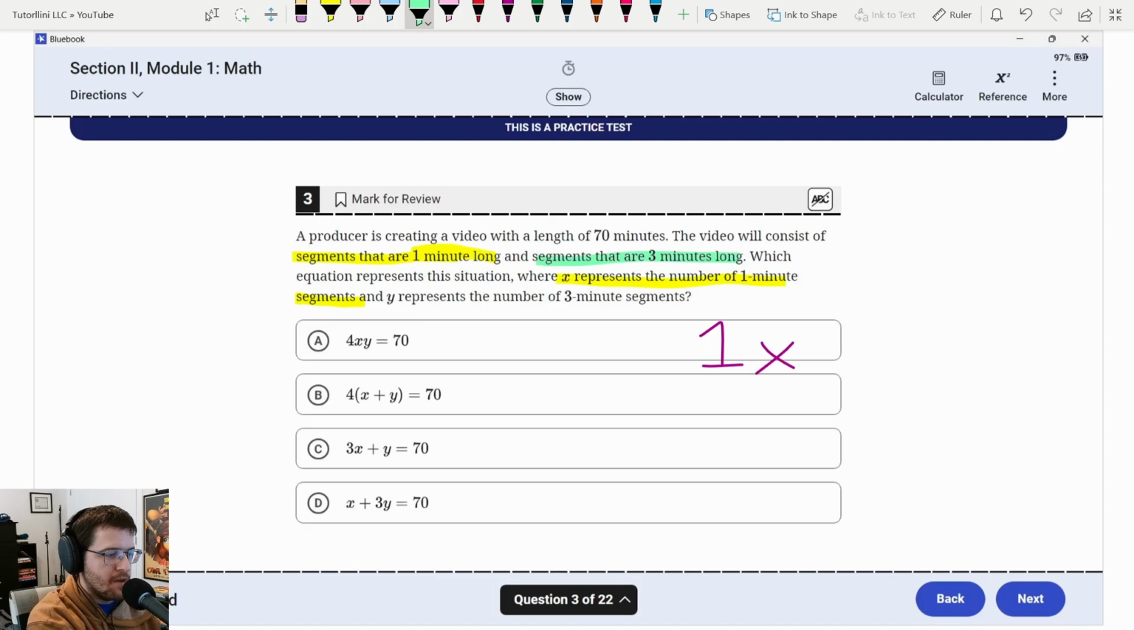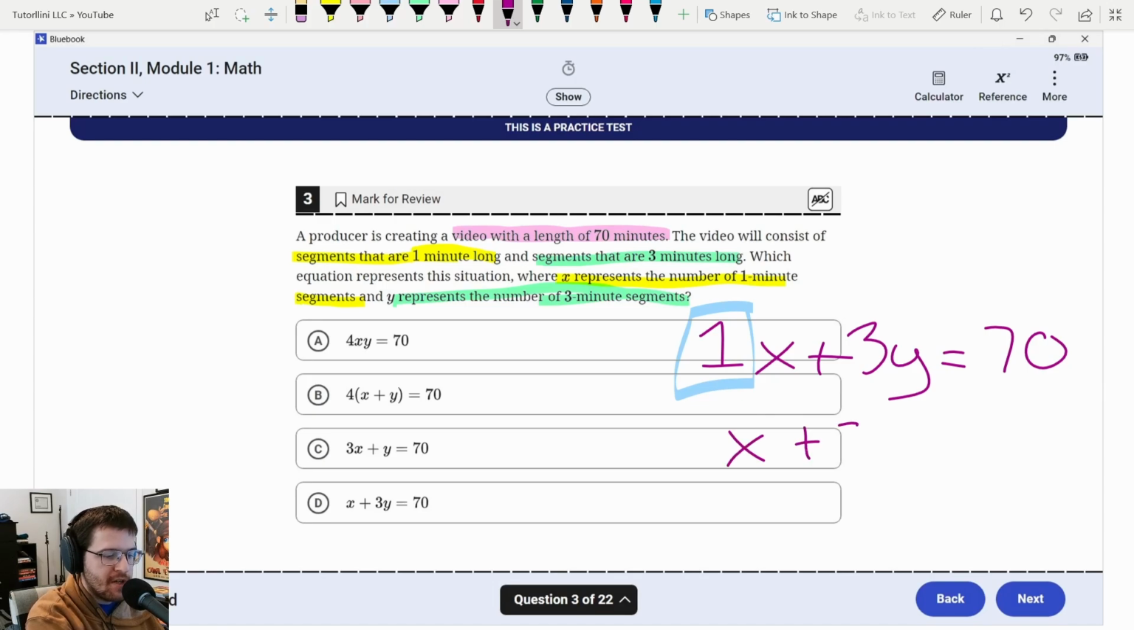Now we could do the same thing with the 3 minute segments. So 3 minutes long, and y represents the number of 3 minute segments. So I'll do plus 3y to find the total number of minutes. 3y is, again, the total minutes from those segments. And they have to have a total length of 70. So again, add them up and set them equal to 70. And 1 is the default, the implied coefficient, so I don't need to write 1x. I can just write this as x plus 3y equals 70. I just did that to show you guys where that was coming from. That gives us answer choice D.